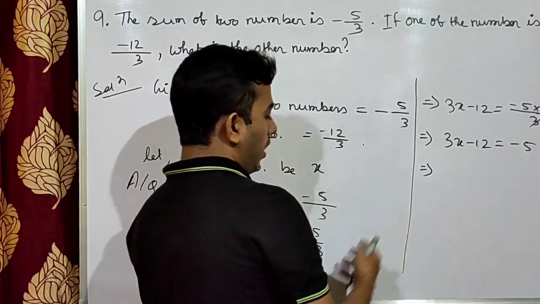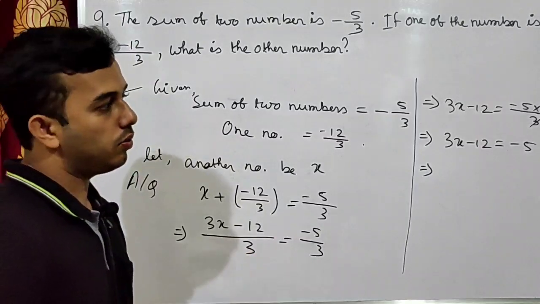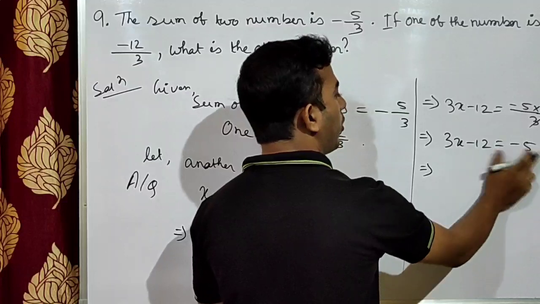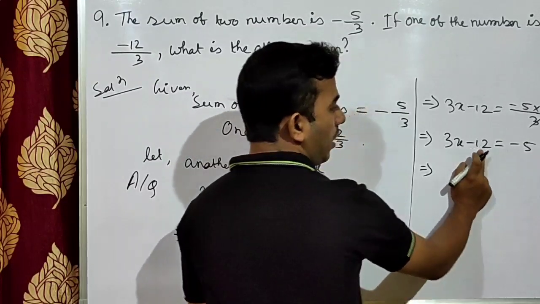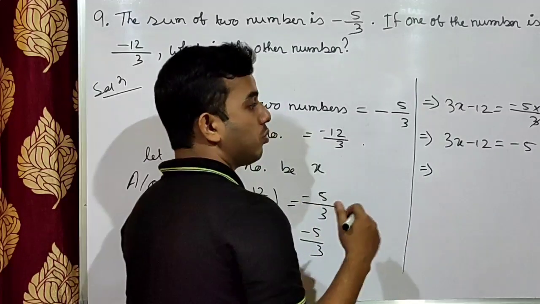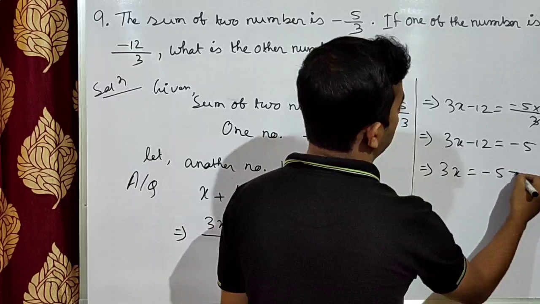Okay. Now in the earlier case we took this 3. Now we are taking this minus 12. So when we take this minus 12 to the other side, it will become what? Plus, because this is minus, right? And this method is known as what? Transposing method, to transpose. So 3x equals minus 5 plus 12.